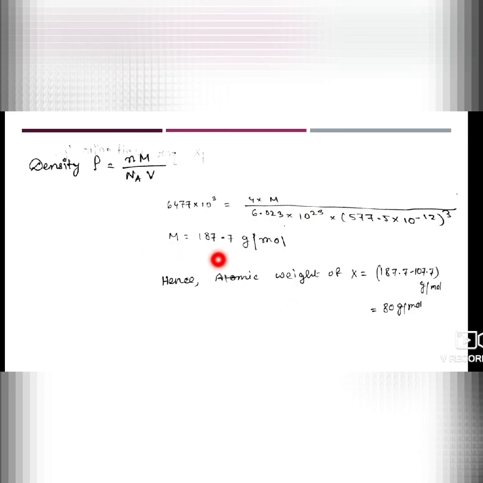This value of M is equal to 187.7 gram per mole. This is the molecular weight of AgX. So by subtracting the atomic weight of Ag from the molecular weight of AgX, you can easily get the atomic weight of X, and from that calculation the atomic weight of X is equal to 187.7 minus 107.7 gram per mole, which is equal to 80 gram per mole. And this is the answer.